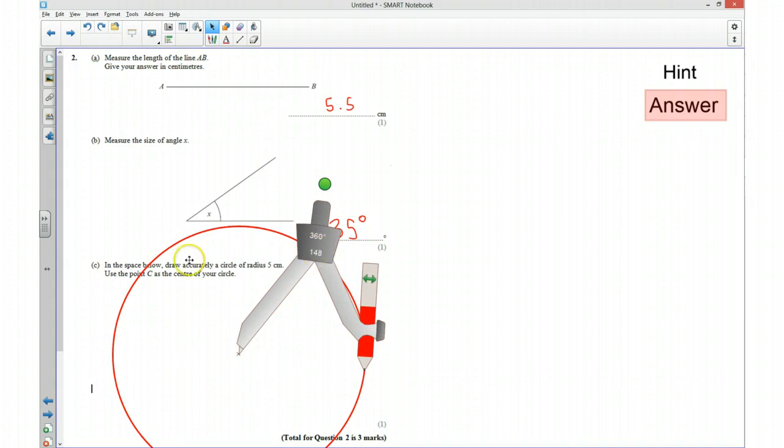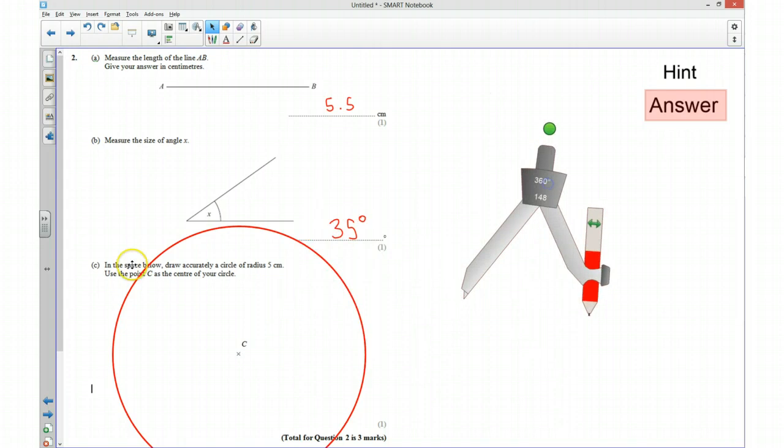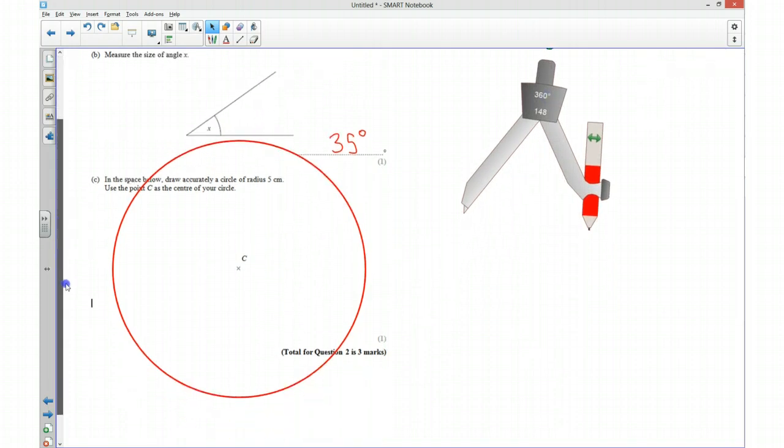Now again, your circle will look a little bit different because your scale will be different, but we should have a circle that's going to have a radius of 5 centimeters. Just as a check, you might want to measure from the middle to the outside of the circle to make sure that it's 5 centimeters.